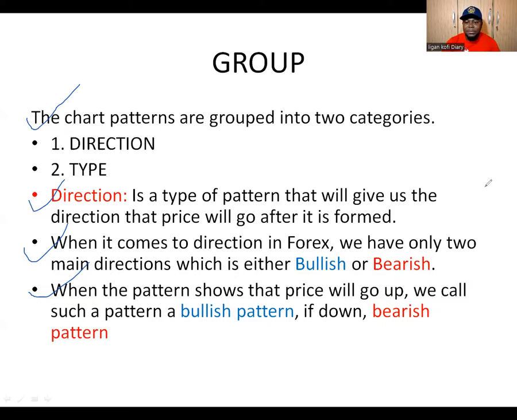Is that clear? So we have bullish patterns and bearish patterns when it comes to direction. So don't forget, the first group of patterns are directional patterns. And they are either going to tell us the market is going to go bullish or the market is going to go bearish. Is that easy? Is that simple? Good. Let's go to the second group, which is the type.